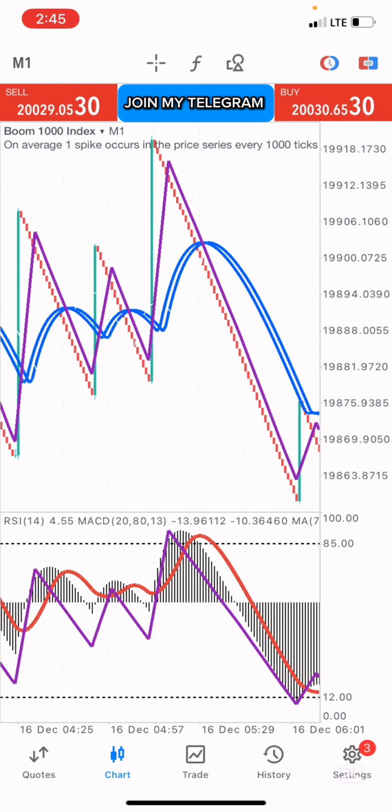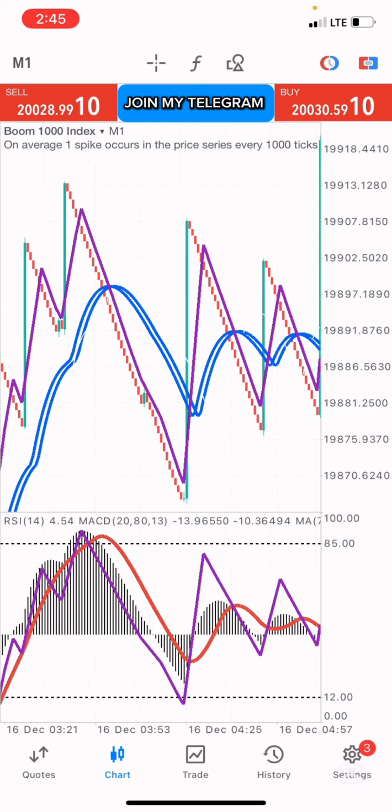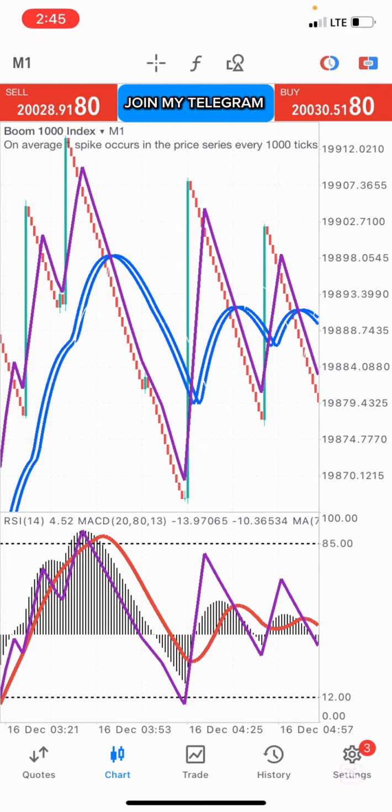So now, how do we catch spikes? Let's begin with the spike. Now remember that when you are using this indicator, there will be certain moments whereby the MACD will not touch the level of 12, but the moving average will touch the level of 12.